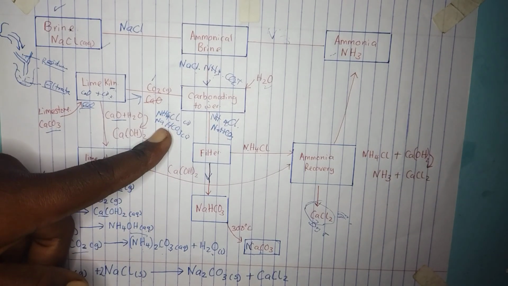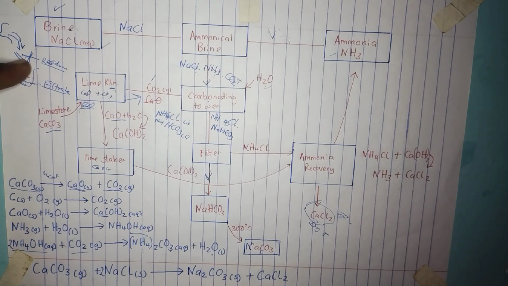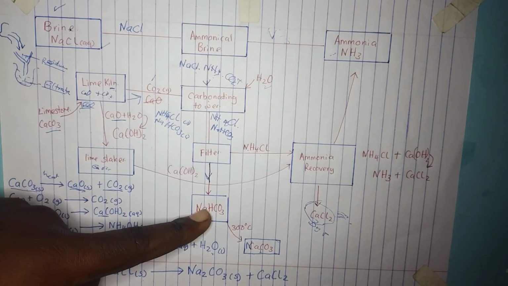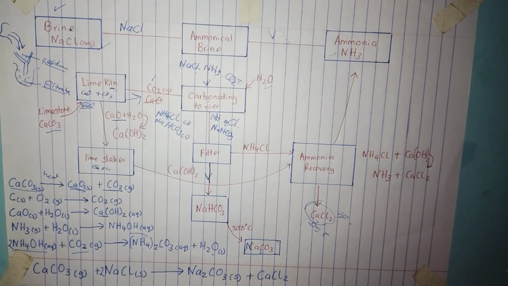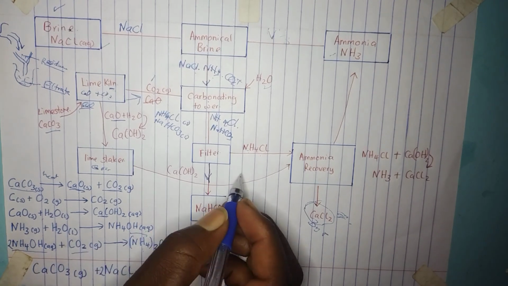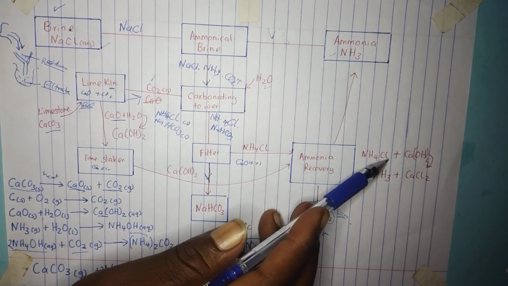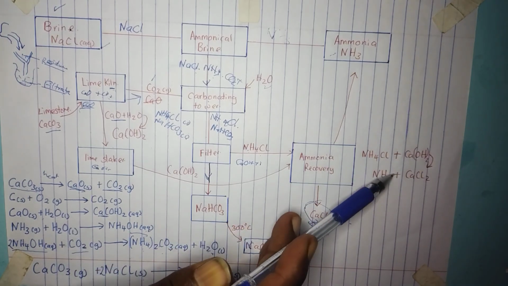So here it is the same thing. Ammonium chloride will remain on the filter paper, but sodium hydrogen carbonate will pass through the filter. So here we'll obtain sodium hydrogen carbonate, which will be taken to this place, and here we have the ammonium chloride. The ammonium chloride will be taken to the other side and reacted with calcium hydroxide. When ammonium chloride reacts with calcium hydroxide, you produce ammonia.